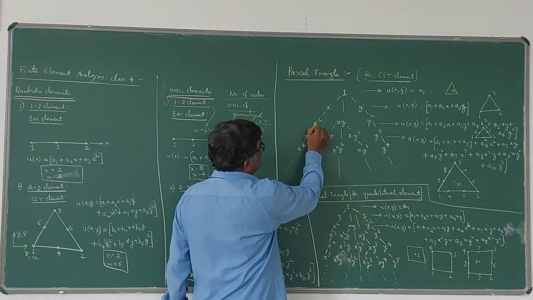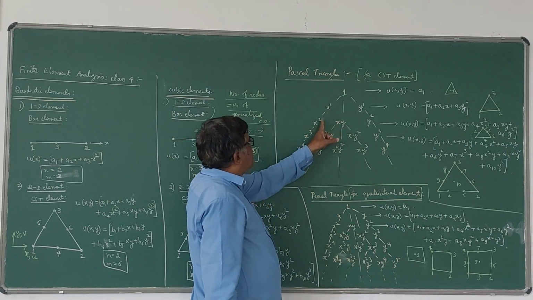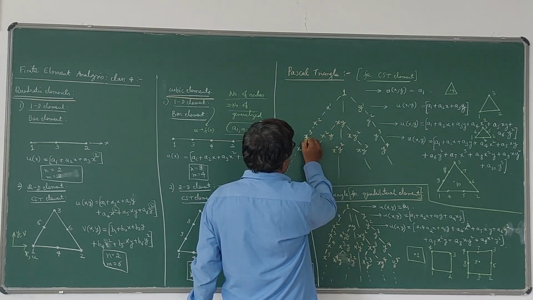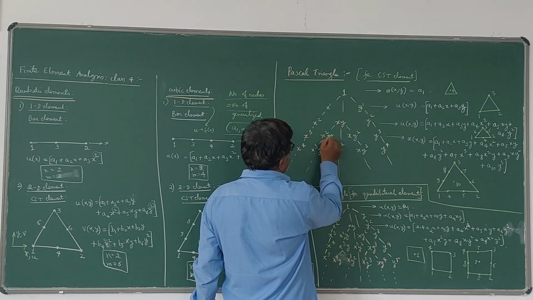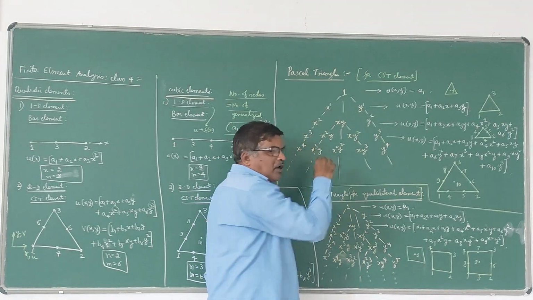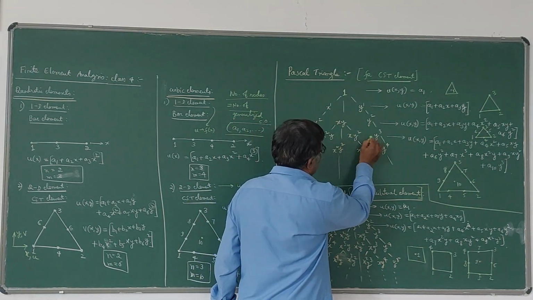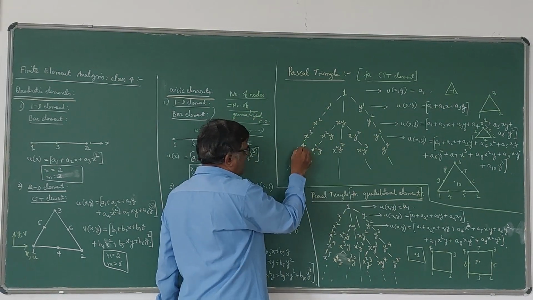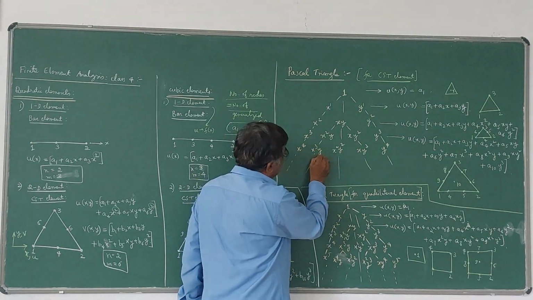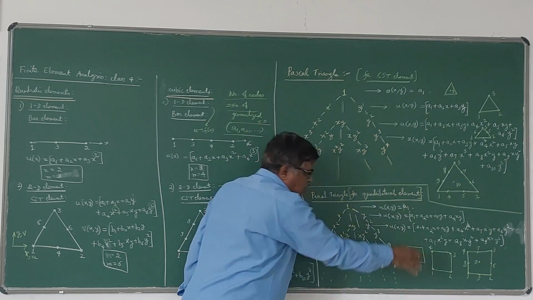Next row comes x cube. What we have to do is increase the power of x by 1 here. Horizontally when you move, you reduce the power of x and increase the power of y. So x cube, x square y, xy square, y cube. Then comes x power 4, x cube y, x square y square, xy cube, then y power 4, and it goes on like that.